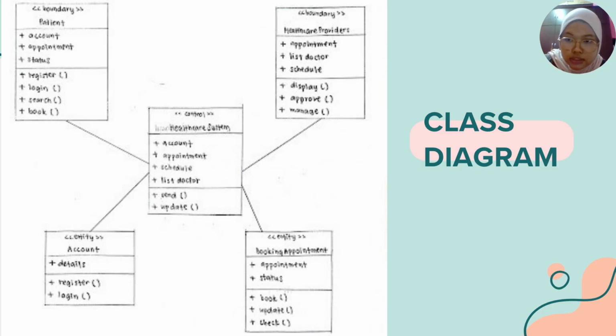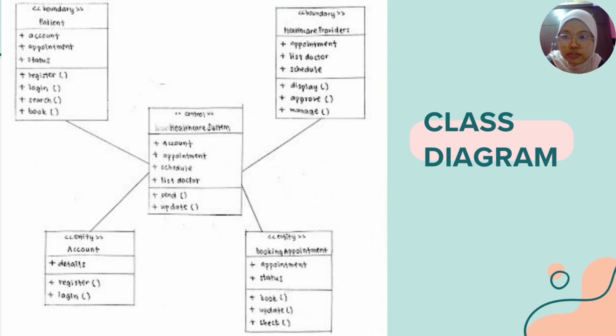This is the class diagram for the system. The control class is the healthcare system. It is the system itself. The attributes of the system are account, appointment, schedule, and list doctor. The system will send the attribute data to the user and will update the data.